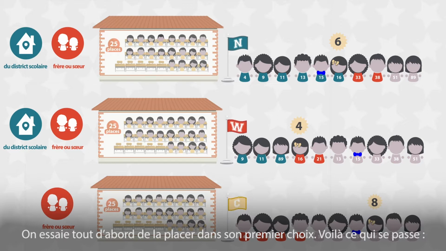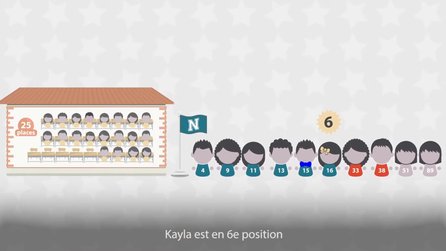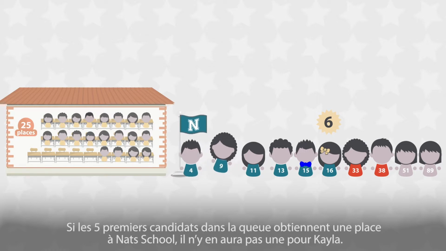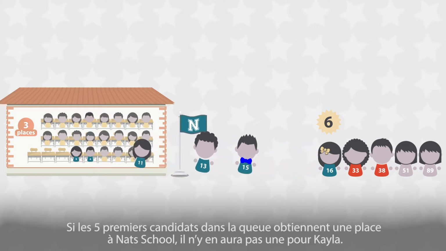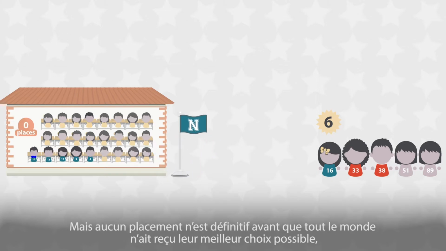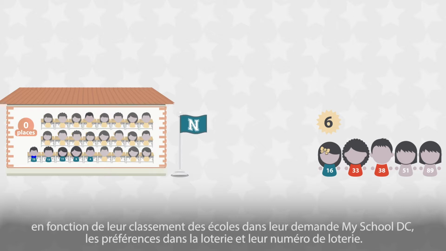Let's see what happens. Kayla is 6th in line. Nat's school has 5 available seats. If the first 5 applicants standing in line are offered a seat at Nat's school, there is no seat available for Kayla. But no placements are final until everybody has received their highest ranked school possible based on how they ranked their schools on the My School DC application, their lottery preferences, and their random lottery number.